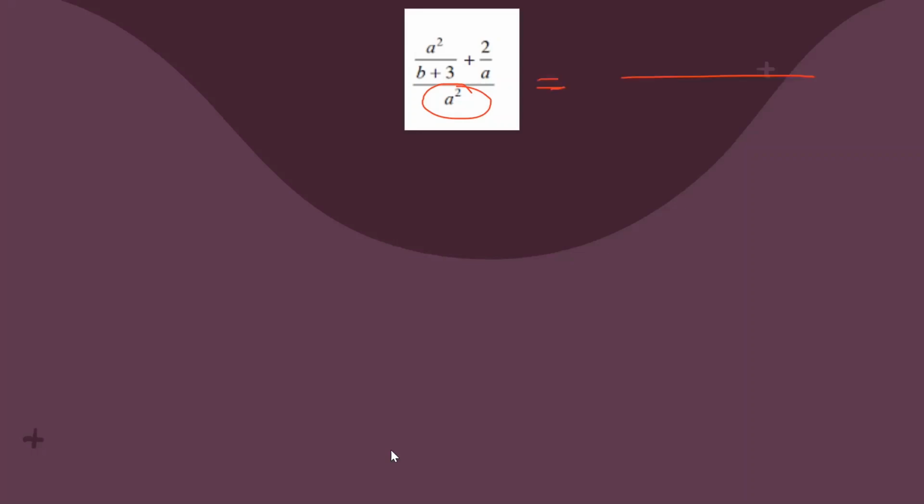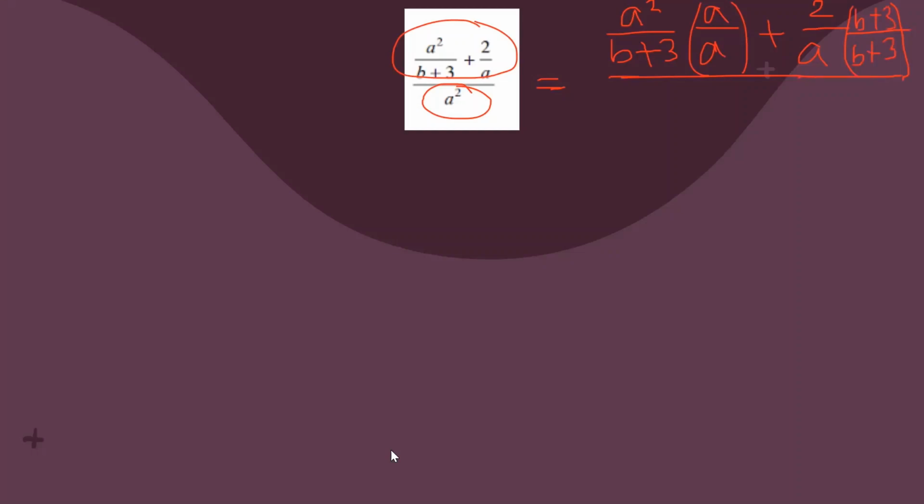In method 1, what you have to do is combine these two fractions into one fraction, and the way you do that is by finding the common denominator. What do I have to multiply a squared over b plus 3 with, so that it has the same denominator as the other fraction? It is a. Then you multiply the other fraction by b plus 3. Now you have the same denominator, so you can just combine the numerators.